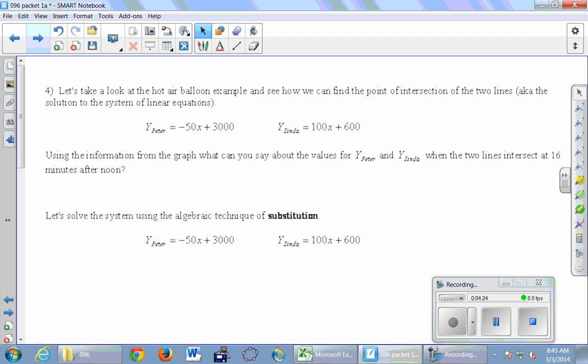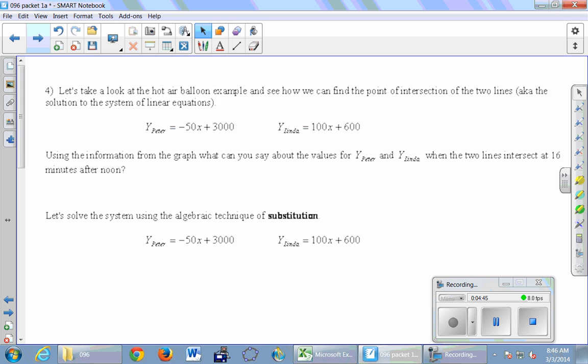And then what does the 3000 represent for Peter? That's the y-intercept, where he started from. And Linda started at 600. Okay, that makes sense, lower. And she's increasing, that's a positive slope. And she's increasing at 100 feet per second. And so what we're going to do is solve the system of equations, just playing with the equations and not thinking about the graphs.